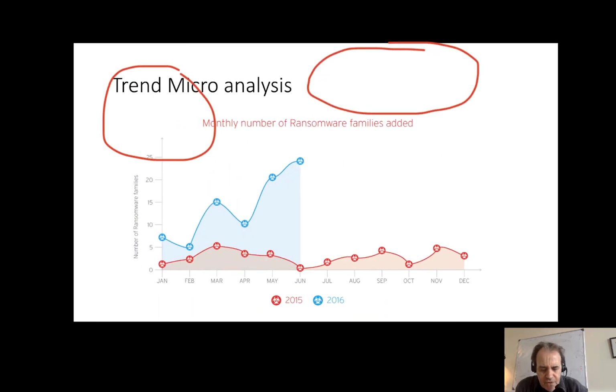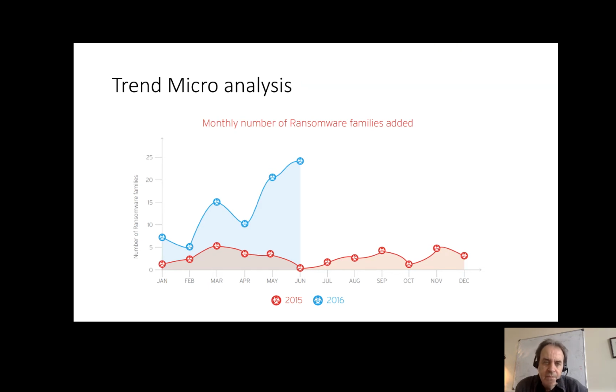Along with this, we're actually seeing a great increase in the number of ransomware families that are being developed. We saw that in 2015 it's fairly flat, but just even at the first half of 2016, there was a general ramp up in the number of ransomware families that were being created on the internet.